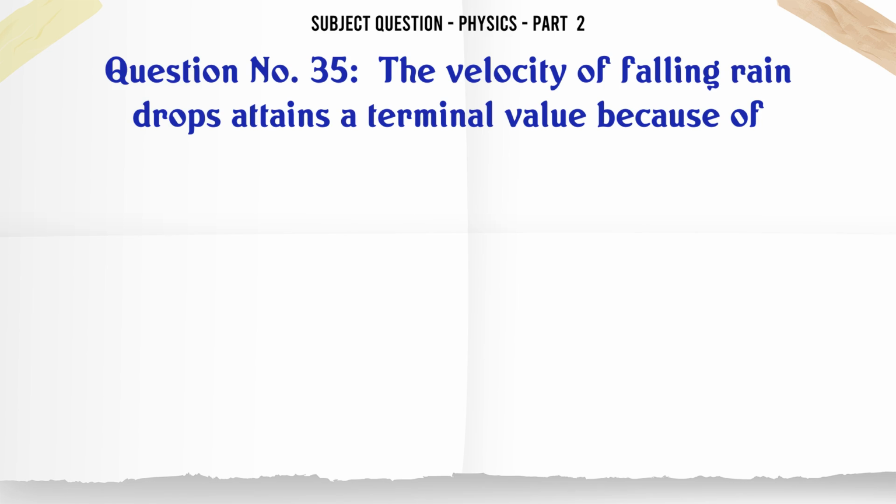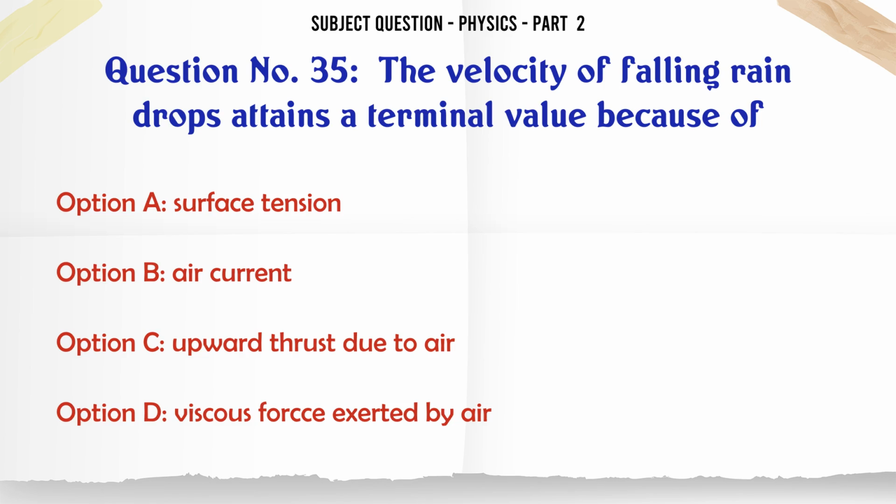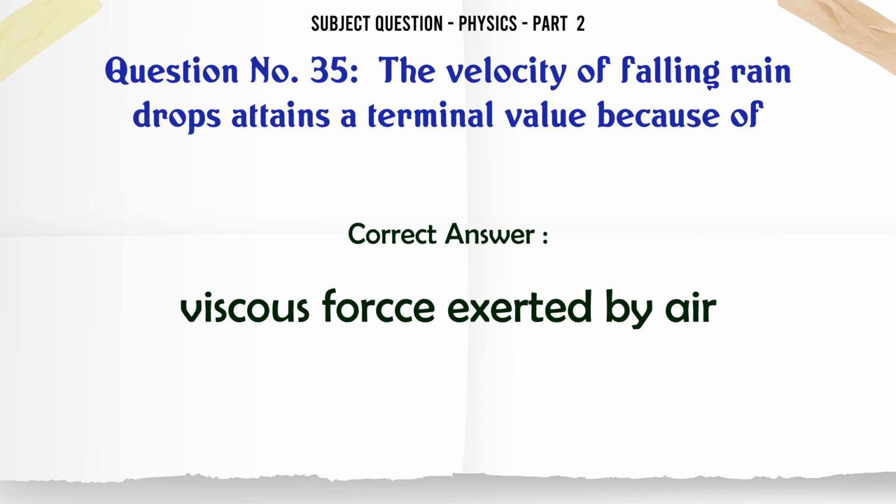The velocity of falling rain drops attains a terminal value because of A. surface tension, B. air current, C. upward thrust due to air, D. viscous force exerted by air. The correct answer is viscous force exerted by air.